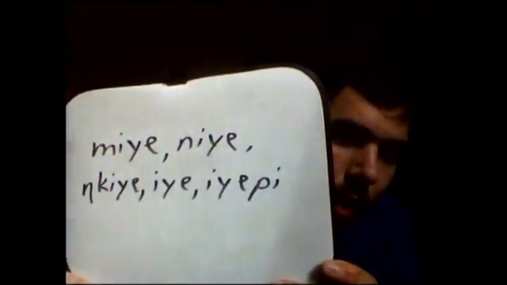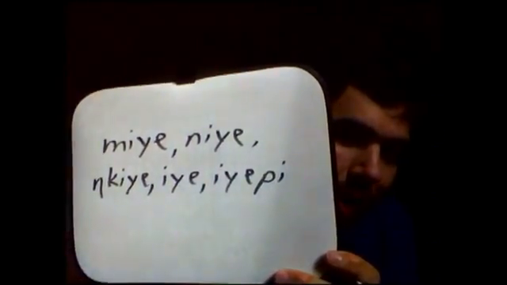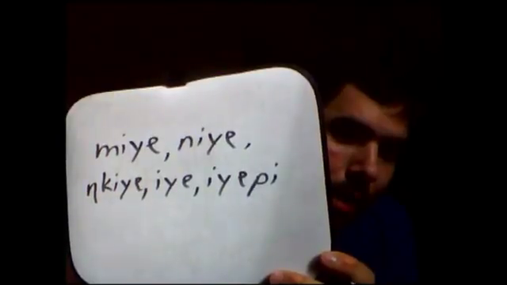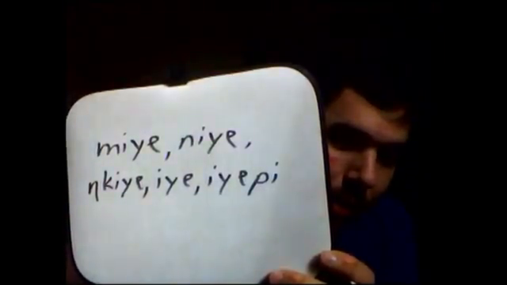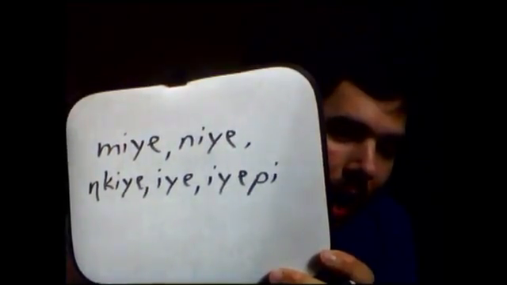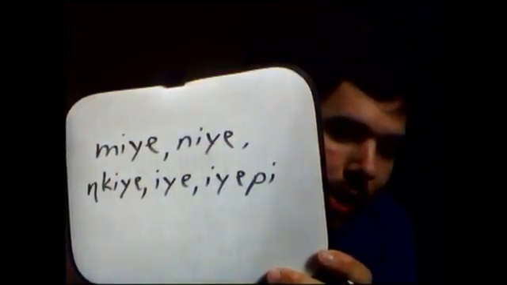Now the next set of words that I can show you work in the same way that the ones I gave you in the nouns video did. Mia, I, nia, you, unkia, we, ia, he, she, it, and iepi, they.